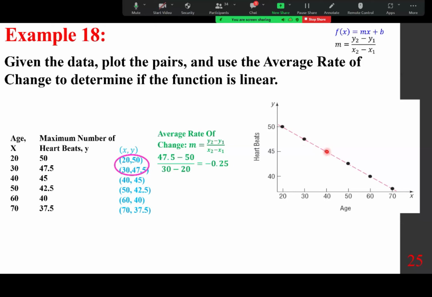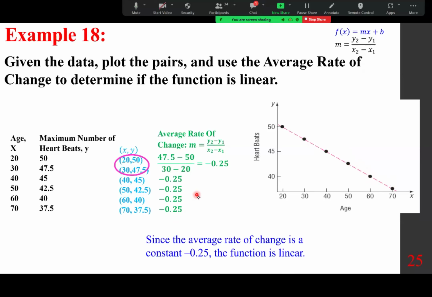Again, we calculated for these two. Now this one and this one. You have to calculate all of them. They all end up having the same value. Since the average rate of change is a constant negative 0.25, the function is linear.